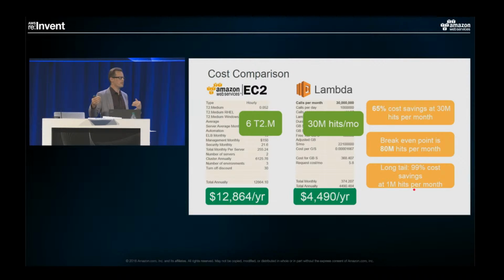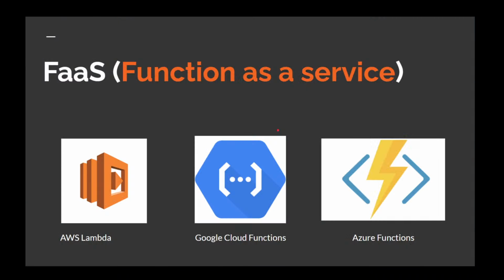As you can see, 99% cost savings at 1 million hits per month. So it only depends on the usage of the customer. These 62 medium instances were just sitting idle when there was no use. So this is how they significantly reduced the cost.